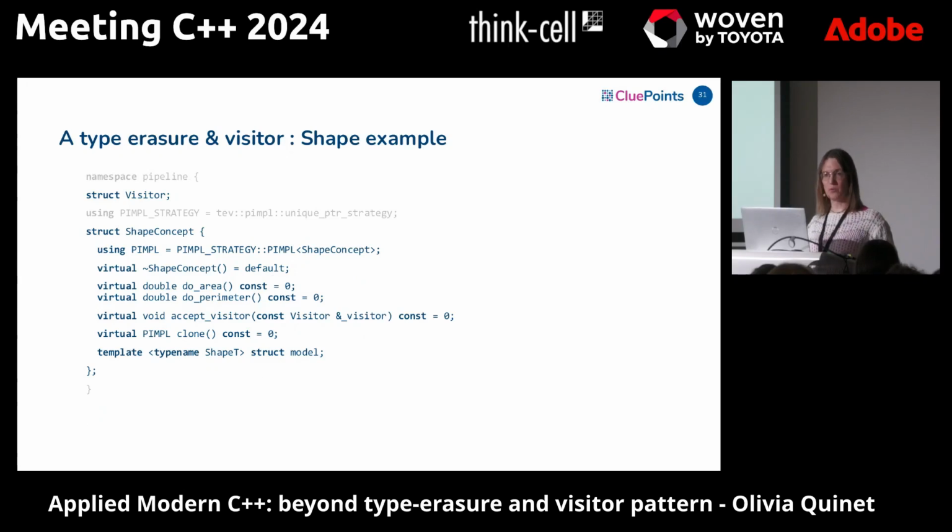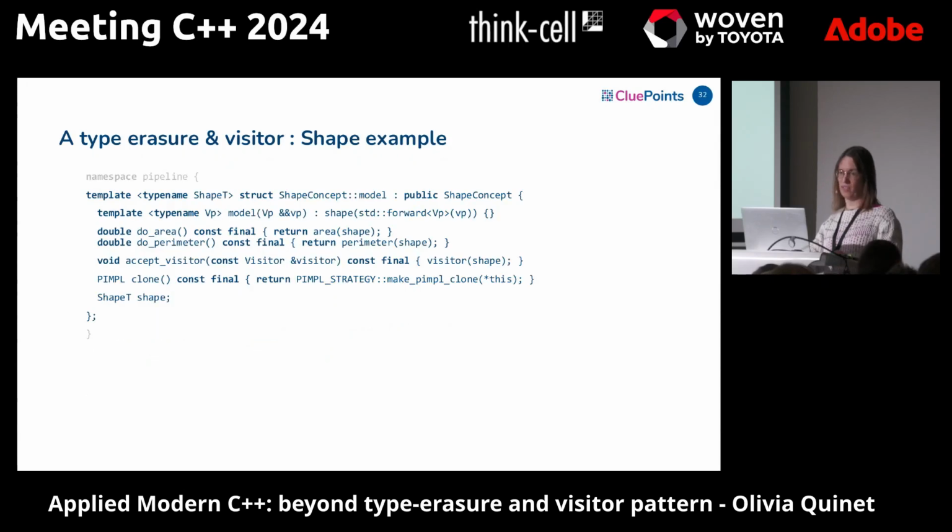So, back to the shape example. We declare a visitor structure. We don't define it yet. We declare it. Then we have the shape concept, which will be using a pimpl from the pimpl strategy we selected, so with shape concept in it. A structure, we define the interface do error and do parameter. And we say we are going to accept a visitor that will take visitor, the struct we declared before, as an argument. We have the clone, and then the model that's going to be defined now.